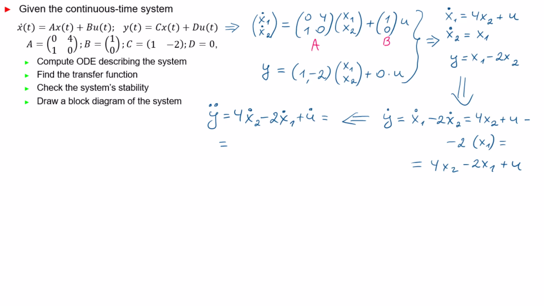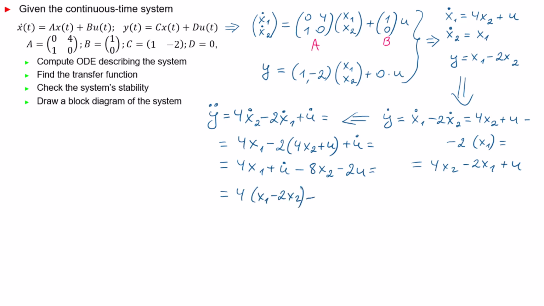Again, we substitute state equations instead of x1 and x2 derivatives, and what we get is 4 times x1 minus twice, in parentheses, 4x2 plus u dot, and this equals 4x1 plus u dot minus 8x2 minus twice u, and it equals 4 times x1 minus twice x2 plus u dot minus 2u. But pay attention that x1 minus twice x2 is actually y. So this y could be replaced here, and we get actually a differential equation only with y's here.